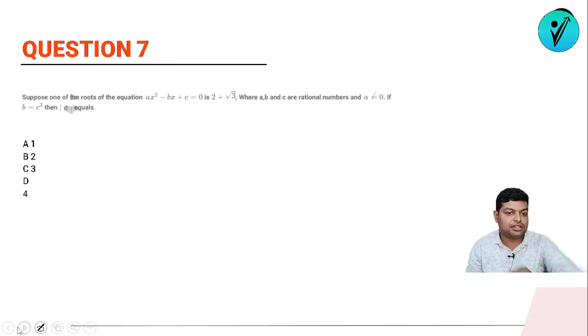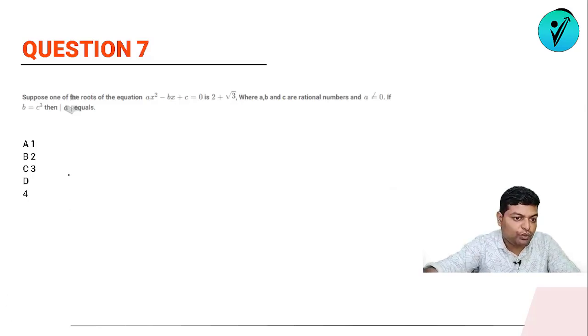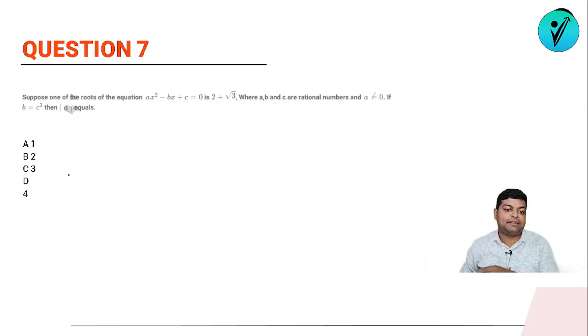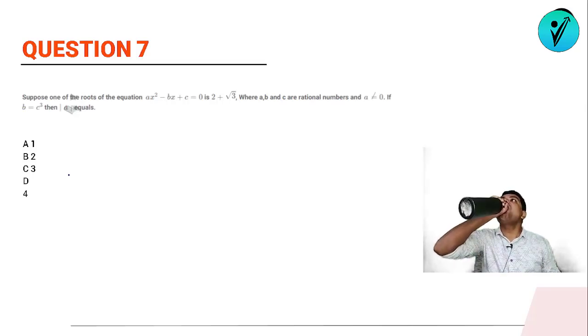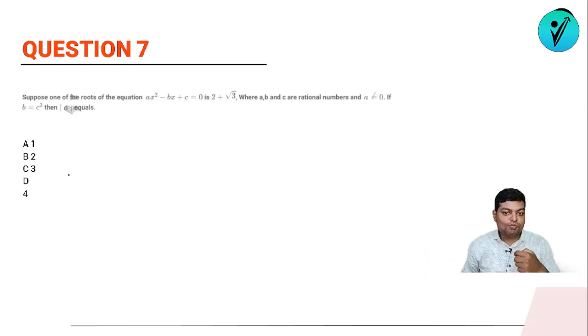The next question is from quadratic equation itself. Suppose one of the roots of equation ax square minus bx plus c equals to 0 is 2 plus root 3, where a, b, c are rational numbers and a is not equals to 0. This is the minimum bare condition of a quadratic equation. A shouldn't be equals to 0. If b is equals to c cube, then what is the value of mod of a?